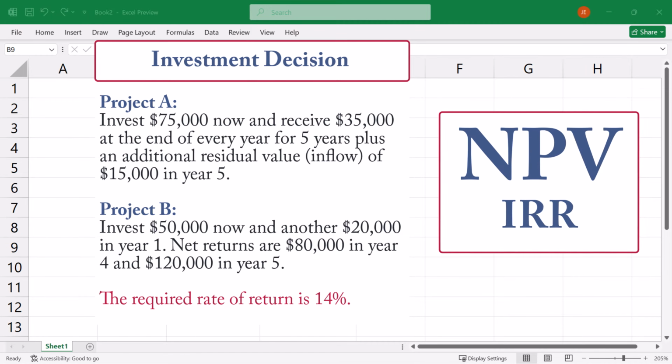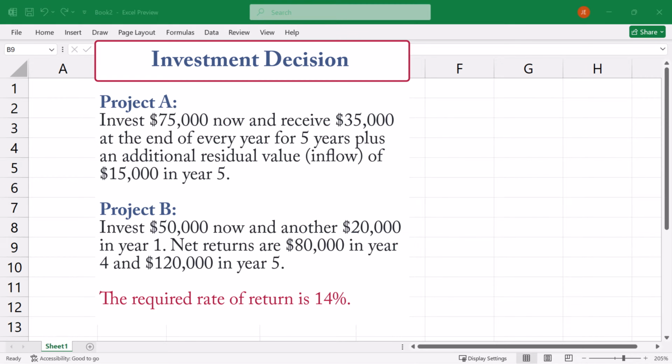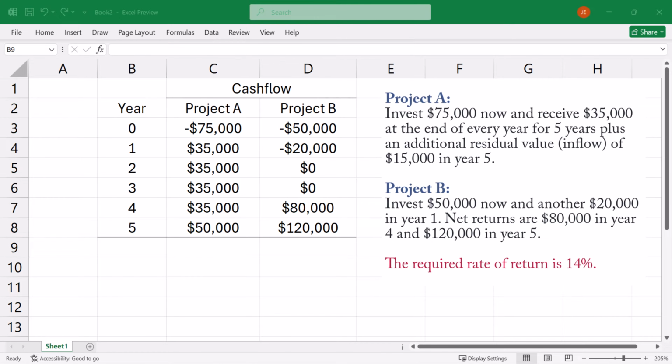Welcome. In a previous video, we solved this problem using the BA2 Plus calculator. Today we'll solve it using Excel, demonstrating how to choose between projects A and B based on their net present values. The cash flows for both projects are summarized in this table, and we're working with a required rate of return or cost of capital of 14%.